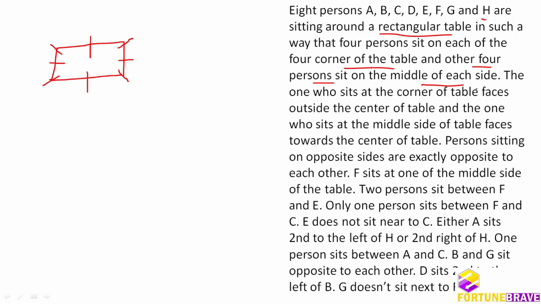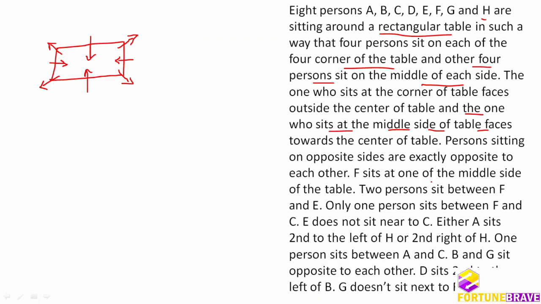The one who sits at the corner of the table faces outside, away from the center of the table. So the corners will be facing outside. Let us put outside so that we are clear about it. And the one who sits in the middle of the side faces towards the center of the table. So these will be facing the center. Persons sitting on opposite sides are exactly opposite to each other.